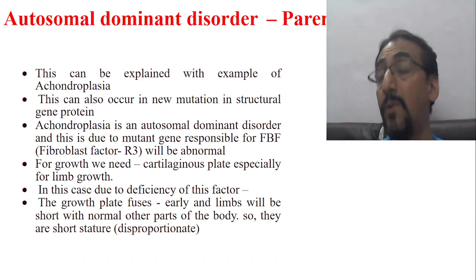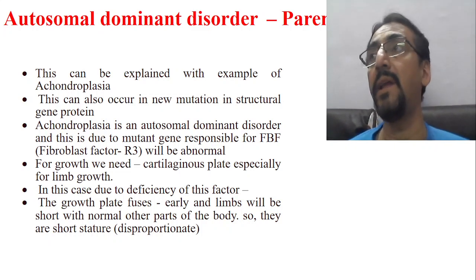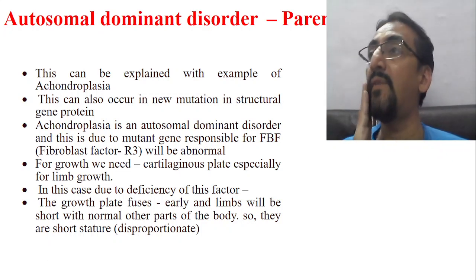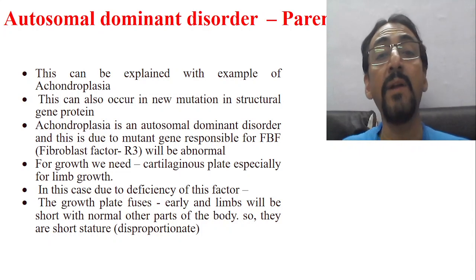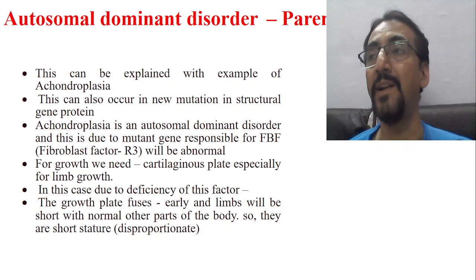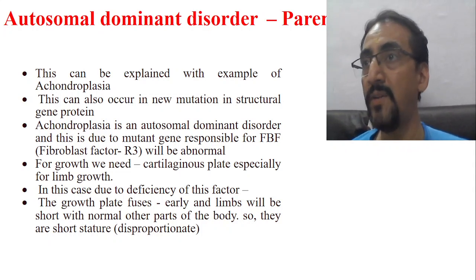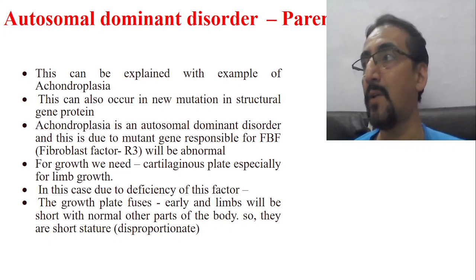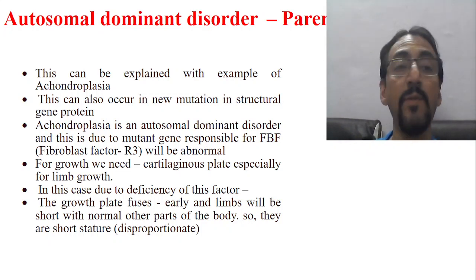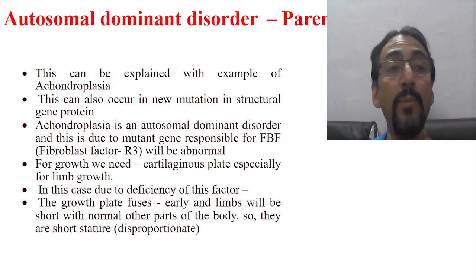Now, one more important thing about autosomal dominant disorders is parental aging. Parental aging is very important. A very interesting finding was seen. This can be explained with the example of achondroplasia. Achondroplasia is an autosomal dominant condition. You have seen the short-limb dwarfism of achondroplasia. So this can be explained by the example of achondroplasia. This can also occur as a new mutation in a structural gene.